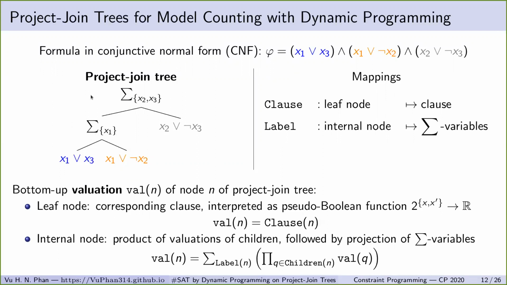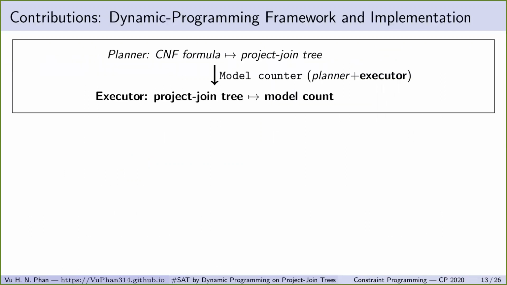We can do the same thing for this root node, and after the projection of x2 and x3, what remains is a constant pseudo-Boolean function whose value corresponds to the model count of the CNF formula. We developed a modular model counting framework which combines a planner and an executor to create a model counter, going from a CNF formula to a ProjectJoin tree, and finally to a model count.